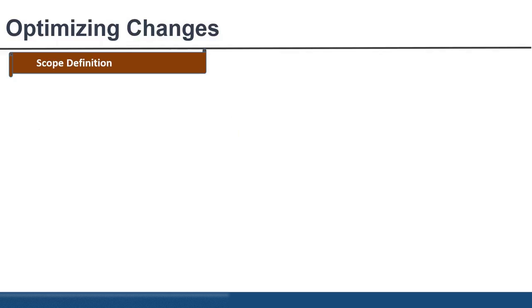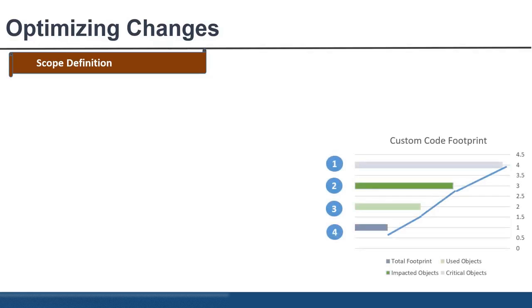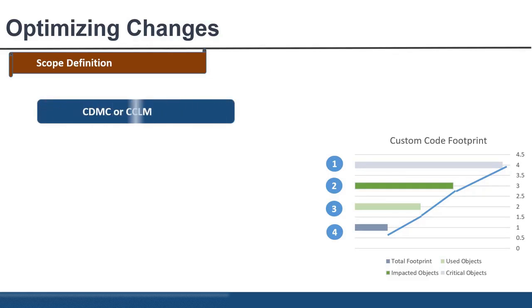In order to define the scope for changes, you can follow 4 major steps. When you have a lot of custom code available in the system and you are migrating that, then the question arises which changes you have to retain in the new system. Total programs available currently becomes the total custom code footprint. Capture them using Custom Development Management Cockpit (CDMC) or Custom Code Lifecycle Management (CCLM).